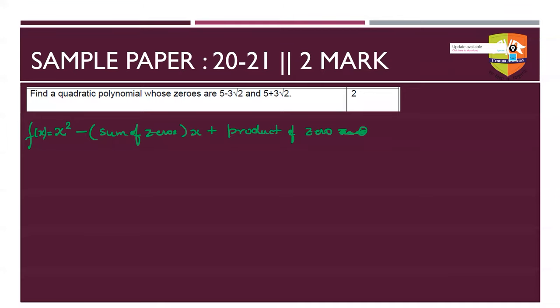x square minus 10x plus 7, right? So x square minus sum of zeros. What is this? 5 minus 3 root 2 plus 5 plus 3 root 2, times x, and plus product of zeros. So 5 minus 3 root 2 into 5 plus 3 root 2. Right? So this is f(x).